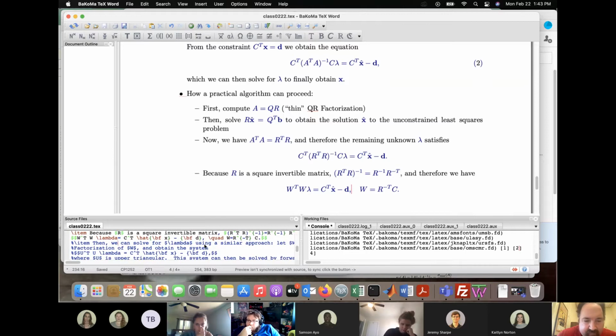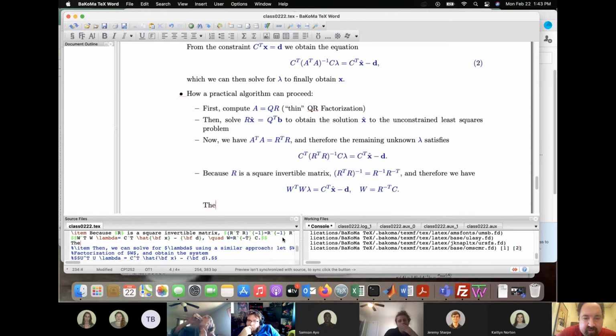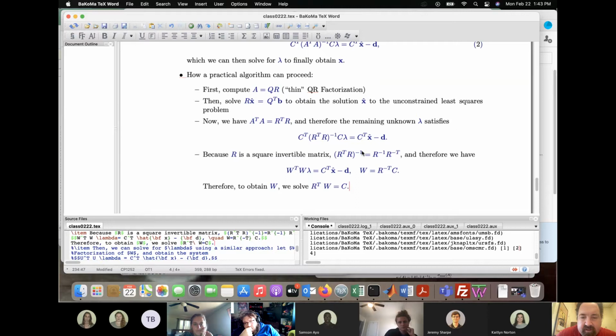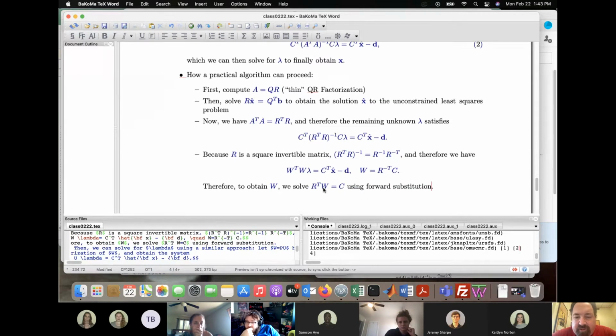And what that means is, to get W, solve R transpose W equals C. And remember, R is upper triangular. So I can solve this system by forward substitution, because R is upper triangular, therefore R transpose is lower triangular. And I can apply that with each column of C, and that will give me each column of W.